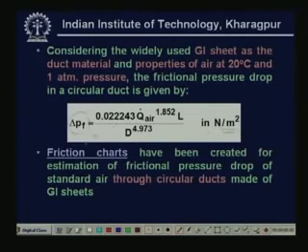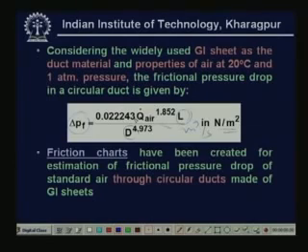This is given by 0.022243 Q air to the power of 1.852 into L divided by D to the power of 4.973. Here, as I said, Q air is the volumetric flow rate of air in meter cube per second, and L is the length of the duct in meters and D is the diameter of the duct in meters. So, this equation is valid only for circular ducts, and this is valid strictly for GI sheet material and for air at 20 degree centigrade and 1 atmospheric pressure.